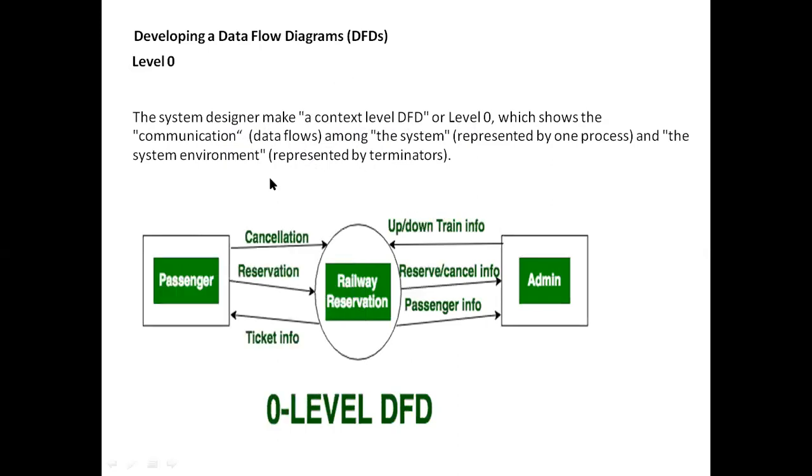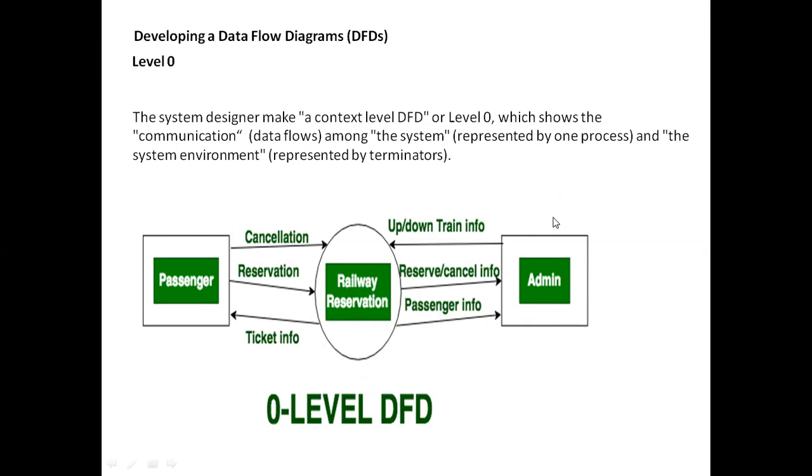This can be a level 0 data flow diagram. Here, passenger and admin are two different kinds of external entities. This is an input entity and this is an output entity. This is a sender, this is a receiver, and this can be a receiver and also a sender. So passenger and admin are the external entities, and railway reservation is a process done between these two entities.